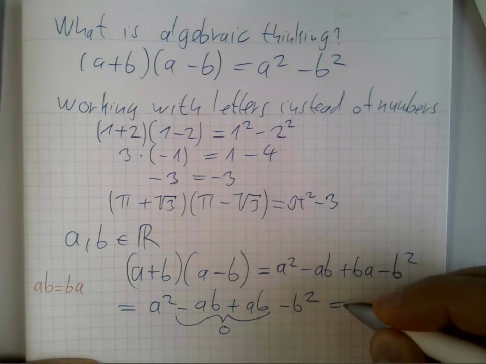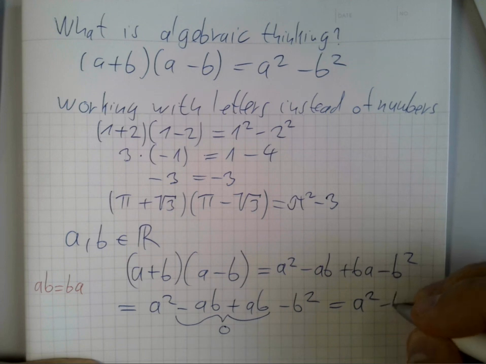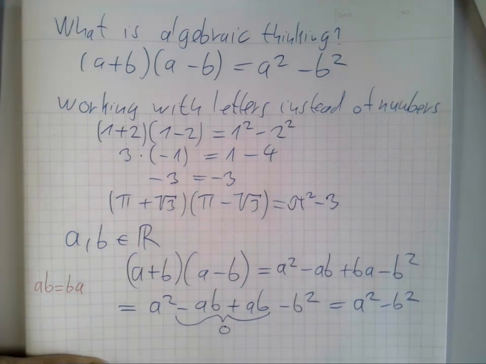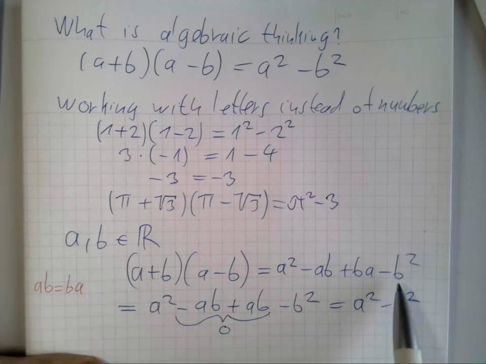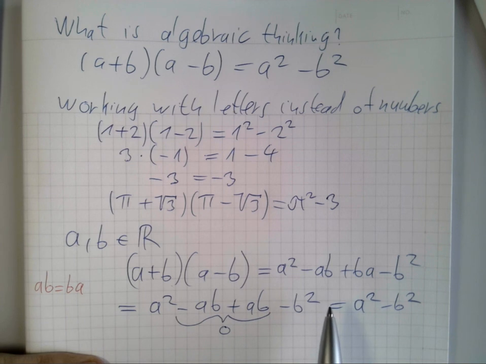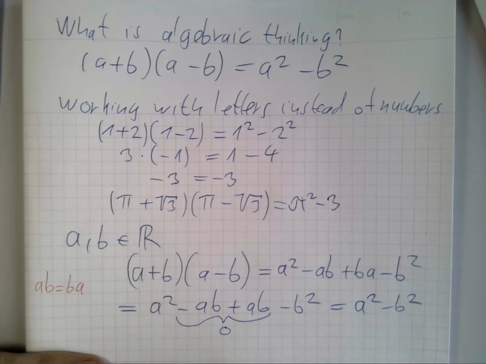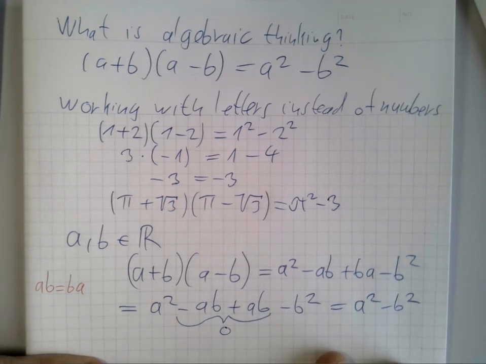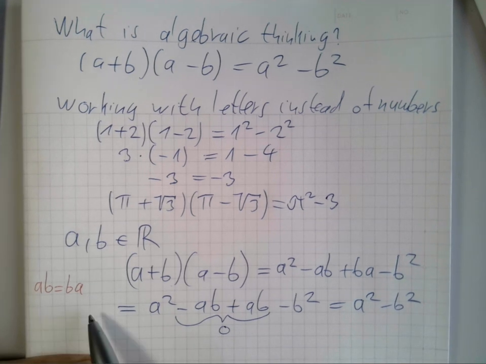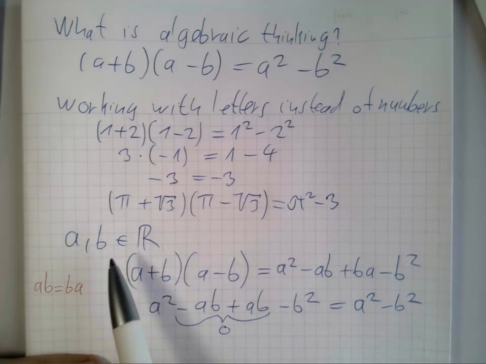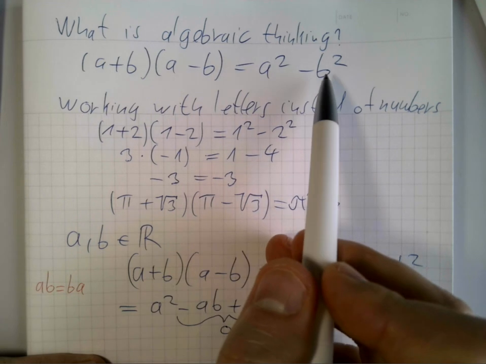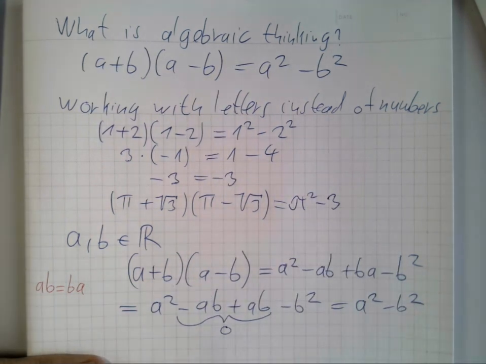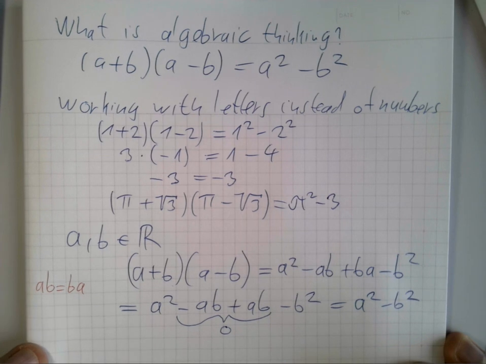Therefore, I have a squared minus b squared here. Oh, well, that's exactly it. So with just a little reasoning, we proved infinitely many statements of this form to be true. That's a pretty powerful reasoning. Now we know that as long as you choose real numbers and multiply them together, there is just no other way. This is going to be the way to go, and it will be true.